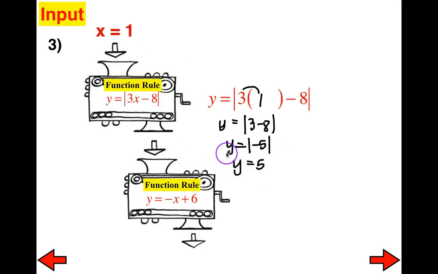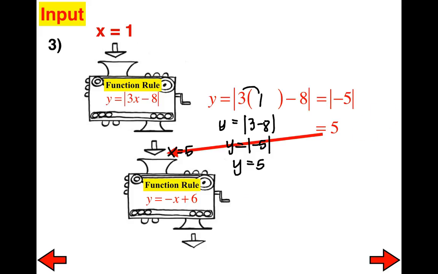So now that I have this output of 5, it's now going to become the input into this second machine. Okay, so here, now I'm going to be plugging in, in this case, x equals 5. So that's going to be my input now. So 5 goes inside the machine.